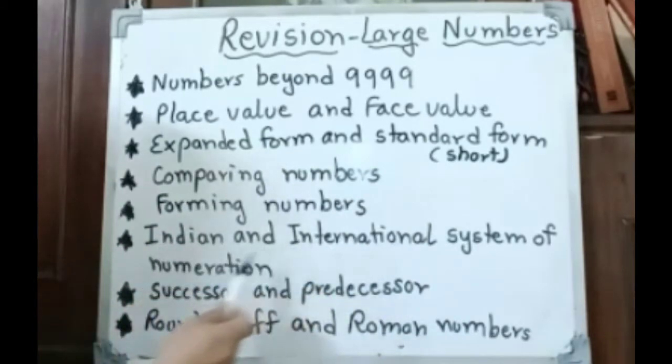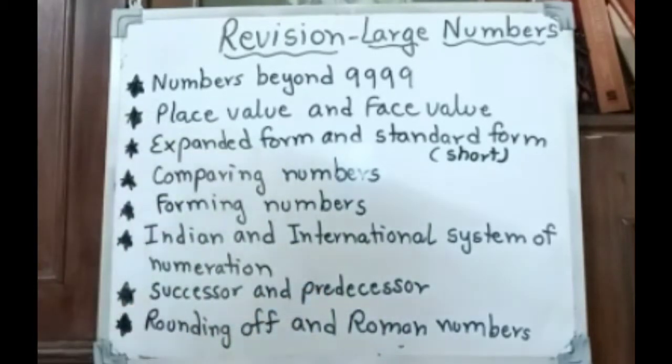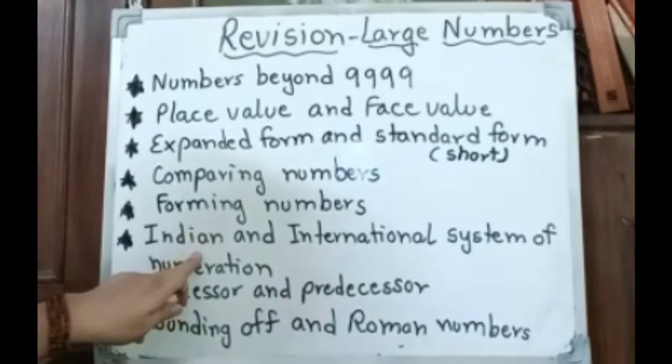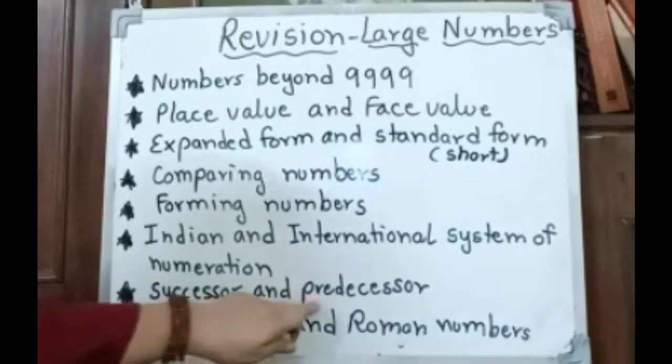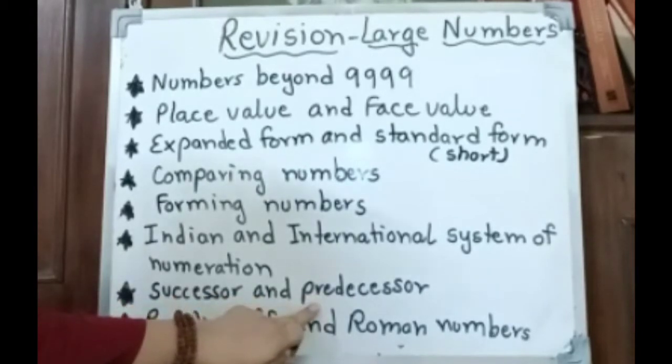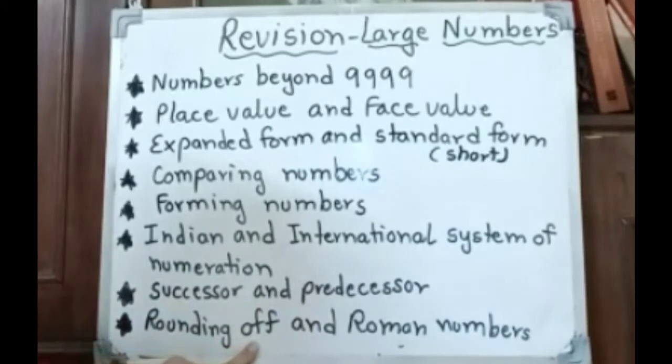Indian and international system of numeration. So you all know the place value, how to put numbers under the Indian and under the international system of numeration. Successor and predecessor. Successor means in large numbers plus 1. Predecessor means minus 1. Then rounding off to the nearest 10, 100 and 1000, and then Roman numbers. So let's revise large numbers.